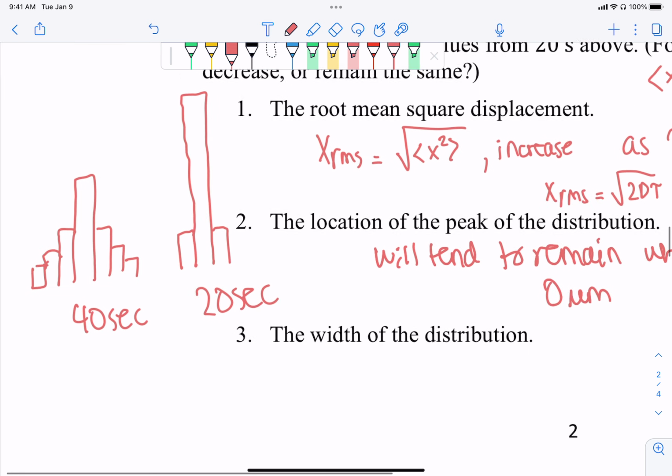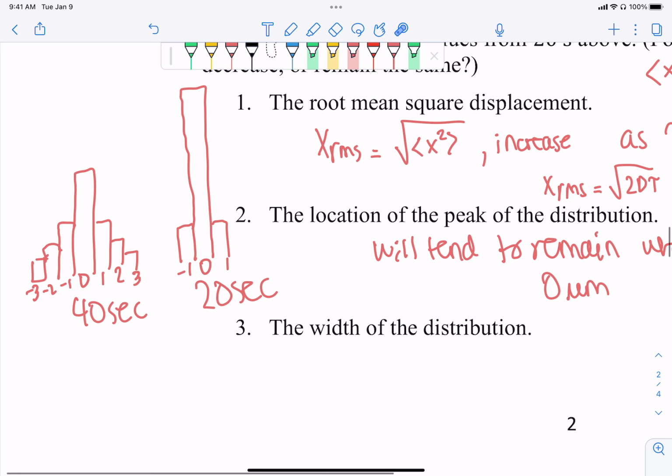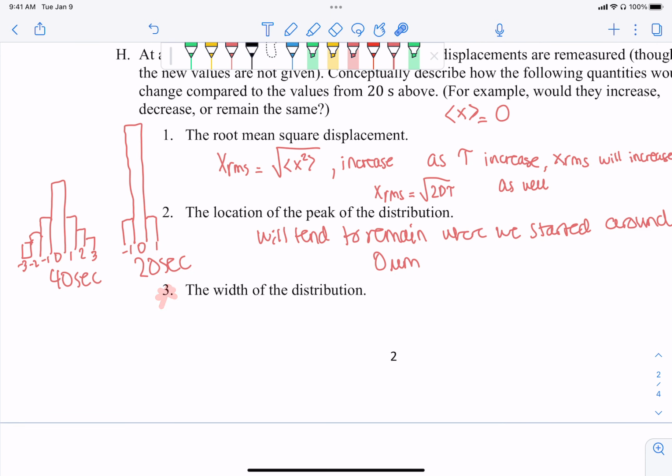So let's say here, this is 0, this is -1 micrometers, this is +1, and this is the same. But now here's +2, +3, -2, -3. Those used to have no probability at all. So they used to be 0 probability that a particle would end up there after 20 seconds on average. But now there's a smaller probability. So they're kind of spread out more. They're able to reach a wider variety of positions, essentially. And that's what we're going to get to. That's kind of alluding to part 3.